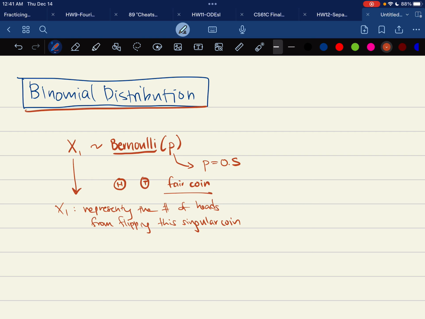Alright, so notice something. We only have really two outcomes, right? We have either x1 is equal to 1 or x1 is equal to 0, right? You either get one head or you don't get any heads because we're only flipping one coin and we're flipping it once. So let's look at the probabilities, right? So the probability that we only get one head is 0.5. The probability that we get no heads is 1 minus 0.5, or just 0.5, right? Because we're working with a fair coin.